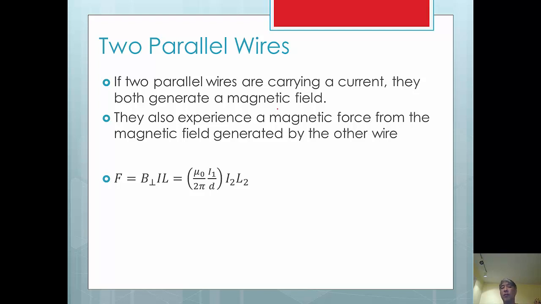When I do the full formula, the force is going to be equal to the magnetic field, this is my magnetic field, mu naught over 2 pi times the current in wire 1, divided by the distance between the two wires. That's what D is in this case. Times the current in wire 2 and length 2. Assuming the lengths of my wires are the same, then I'm going to end up with the same formula in the other direction.